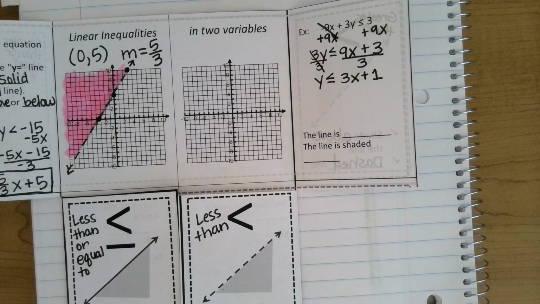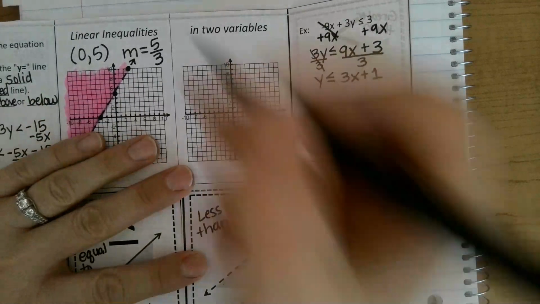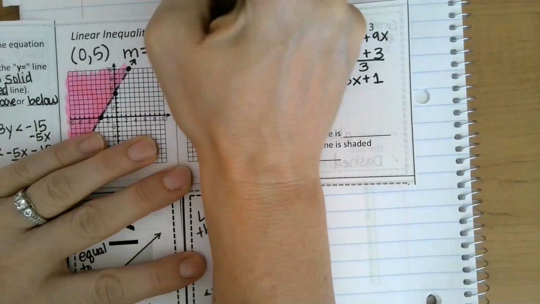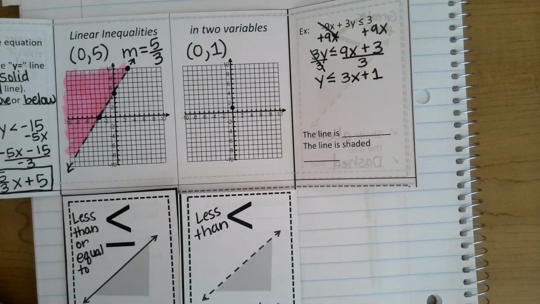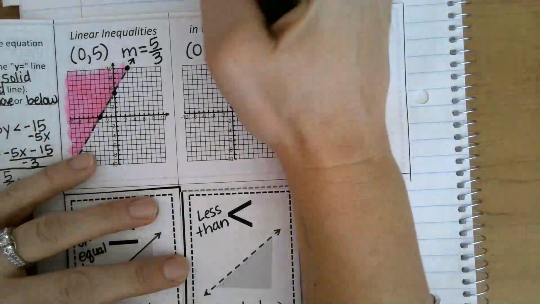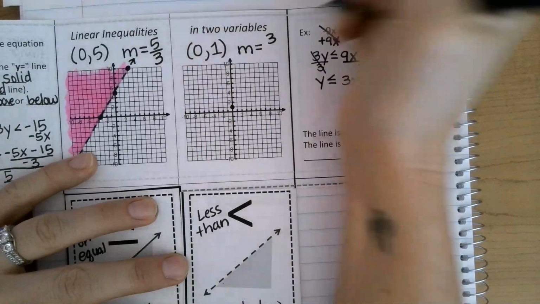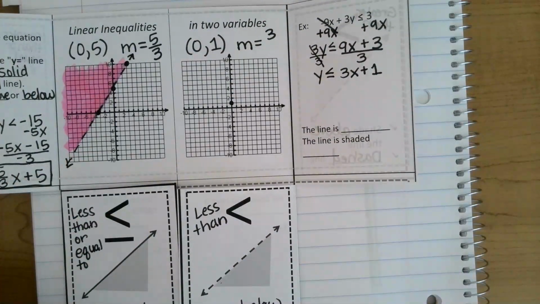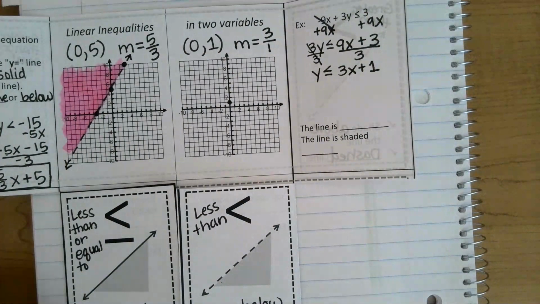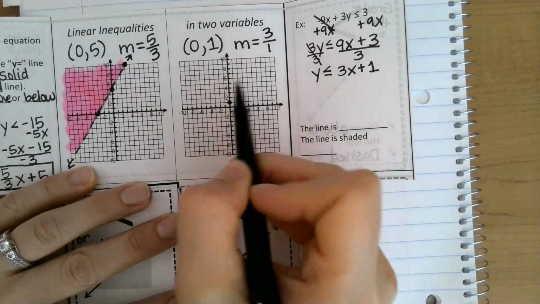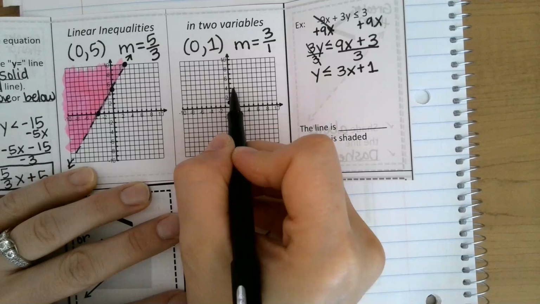All right, and then what's our y-intercept? 0, 1. So put a point there. And then what's our slope? 3. And then I always like to write it as a fraction so I know my rise over run. So if it's just 3, what? 3 over 1. So remember, whole numbers are always over 1. All right, so then our rise would be 3, so we would go up 3 and then right 1.